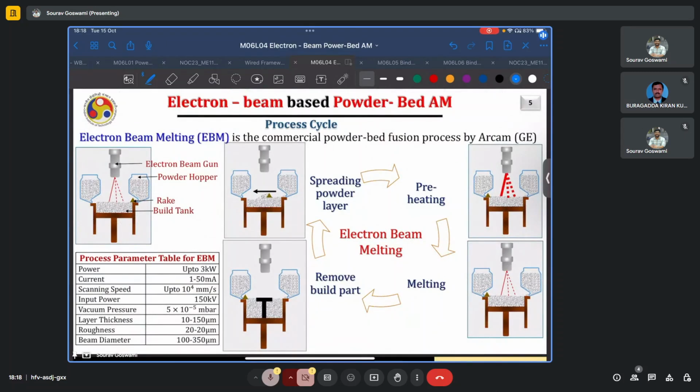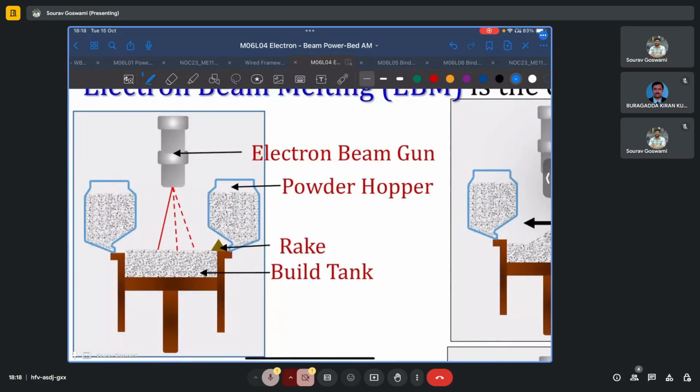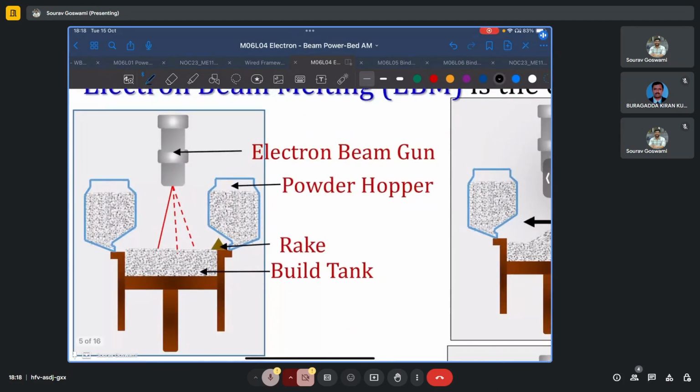As we see here, electron beam melting or EBM is the commercial powder bed fusion process developed and marketed by Arcam, which is now acquired by GE. And typically it has this top feeding mechanism where you have these two powder hoppers. The rake is what we're referring to as the doctor's blade or the recoater blade. There is an electron beam gun at the top, and the doctor's blade can move in either direction.